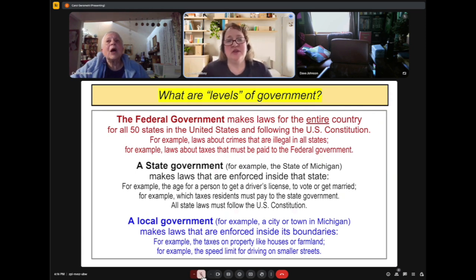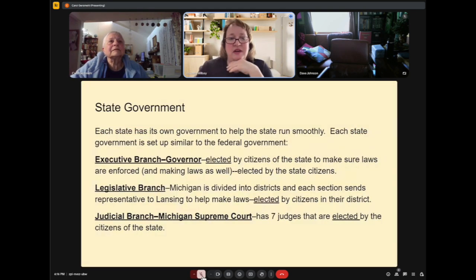So, what are the levels of government? Federal, state, and local. So this is the older one because I have the one that I was working on. I had done several slides about the federal government, several slides about the state, several slides about the local. So I'll have to send that to you.